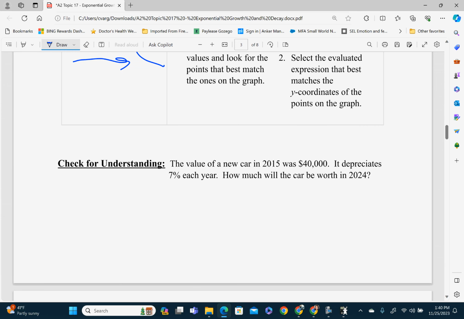Okay, so do this check for understanding. Remember, depreciates is not a growth, it's going to be a decay. So we're going to decide which formula to use. A equals A, it's going to be 1 plus or minus r to the t. So go ahead and plug that in and see which one you get. Okay.